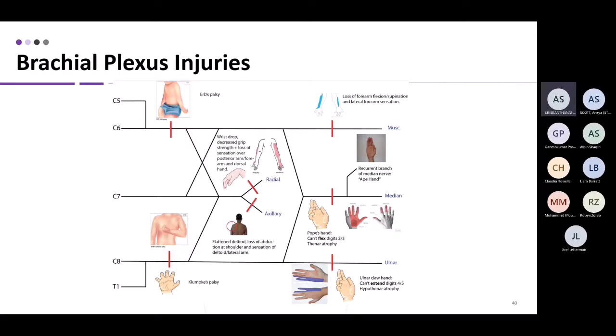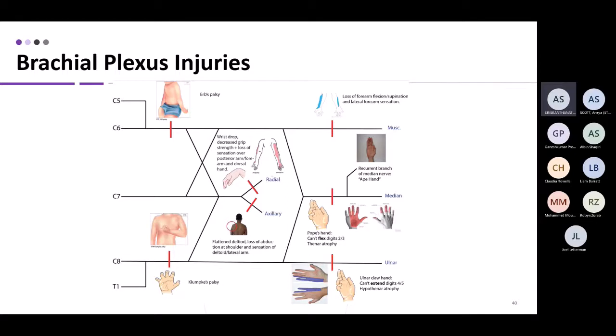If you get a lesion here, this is where it gets a bit confusing. So you have your hand of benediction, and then your pope hand, for example, and then you've got your ulnar claw. With your pope hand, you can't bend your second and third fingers, but you can bend the other ones.